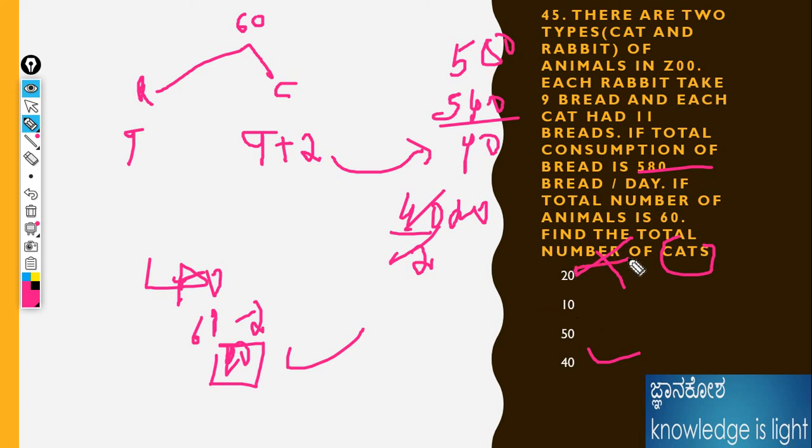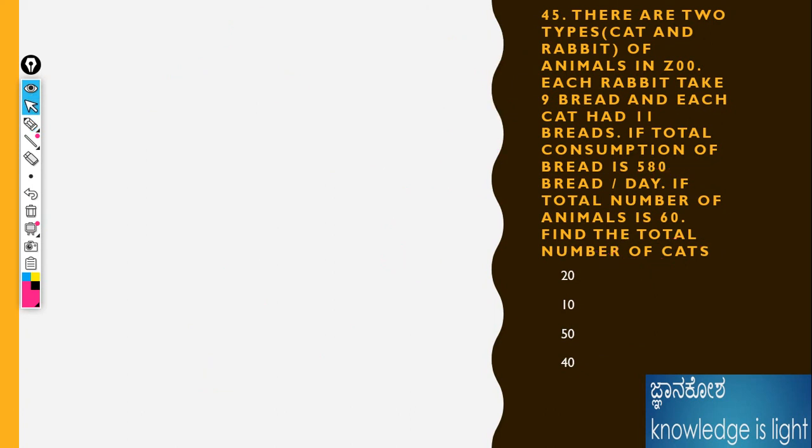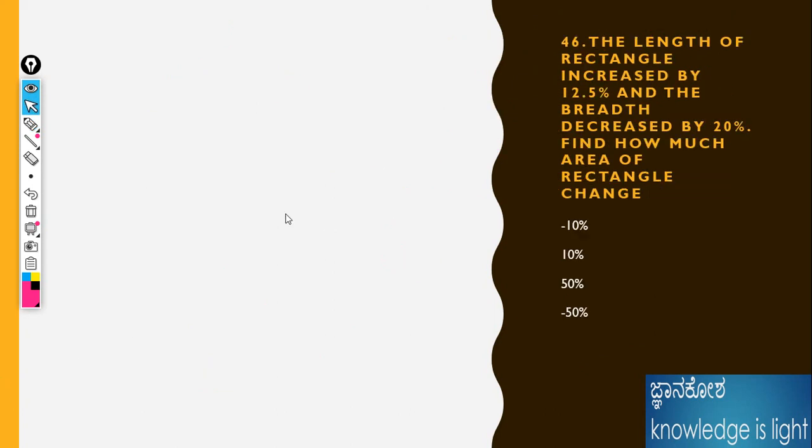Okay, next question. The length of the rectangle increased by 12.5%. Okay, fine. It is the same kind of problem. The area of the rectangle we already know is length into breadth, isn't it? Length is increased. That means we already know the area is length into breadth, initial and final.